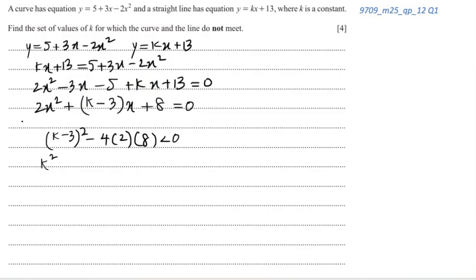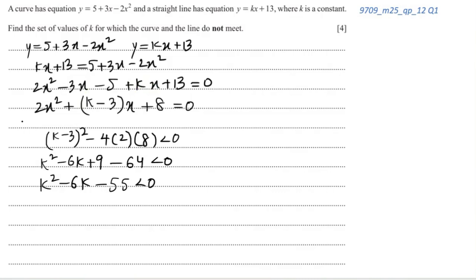This will be k squared, again standardizing, minus 6k plus 9 minus 64, less than 0. This will be k squared minus 6k, and this is going to be minus 55, less than 0. This now is a quadratic inequality. So, as I was showing you earlier in the specs of the syllabus, quadratic inequality is part of the structure of questions. Discriminant is part of the syllabus. Equating a line and a curve, like solving a pair of equations where one of the equations is linear and the other is quadratic.